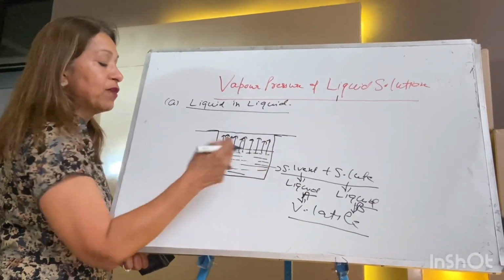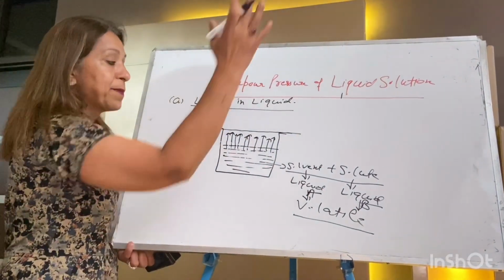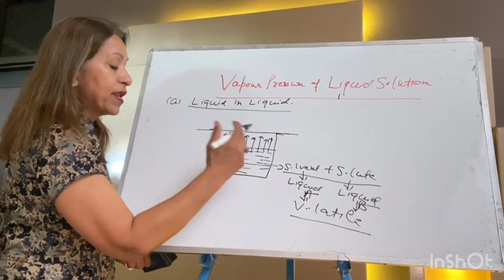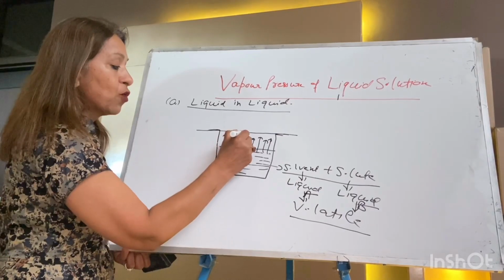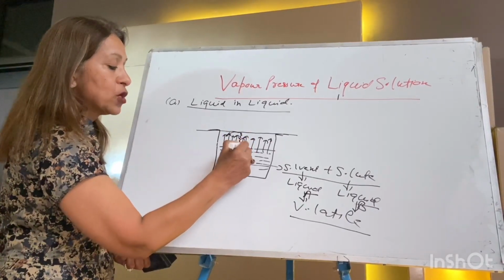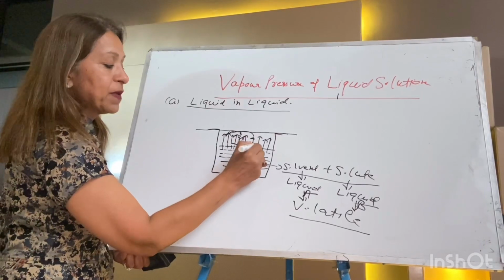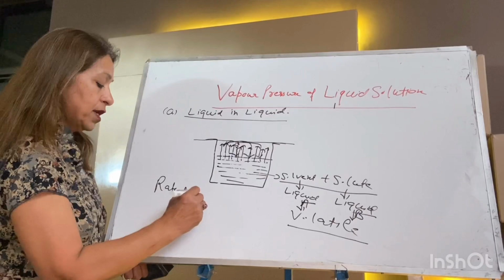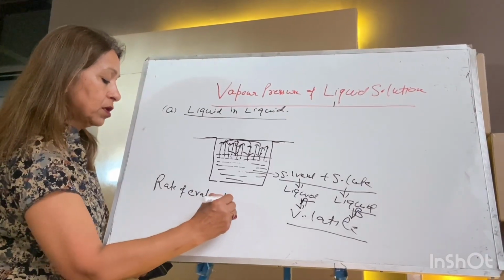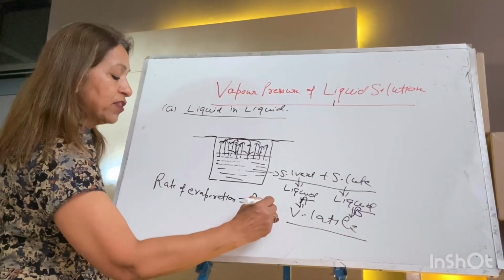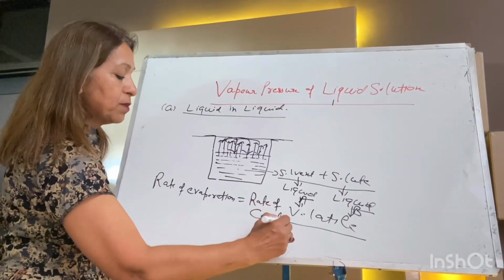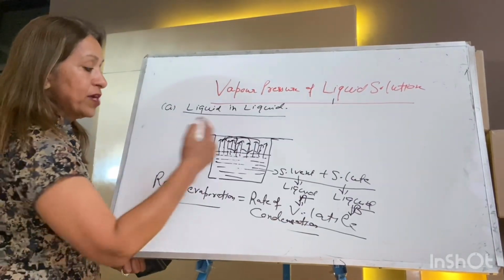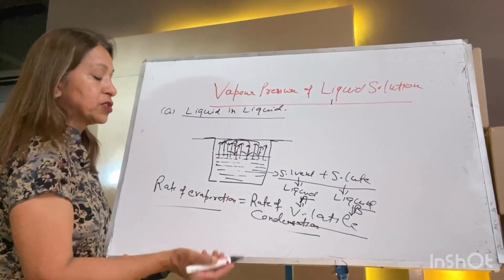But after some time, what will happen? These vapors cannot escape into the atmosphere. So a stage will come when equilibrium is established. The vapors will collide with each other and strike the liquid surface. That is the rate of condensation. A stage will come when the rate of evaporation becomes equal to the rate of condensation. This stage is called the equilibrium state.